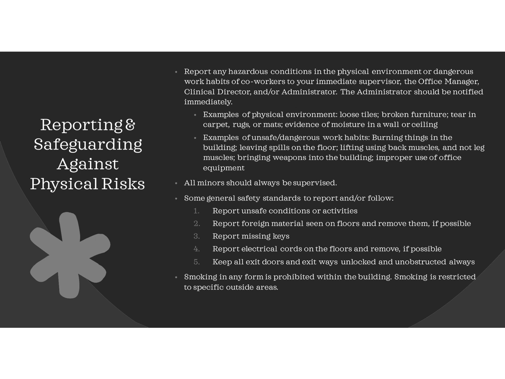Examples of physical environment: loose tiles, broken furniture, tearing carpets, rugs, or mats, evidence of moisture in a wall or ceiling. Examples of unsafe, dangerous work habits: burning things in the building, leaving spills on the floor, lifting using back muscles and not leg muscles, bringing weapons into the building, improper use of office equipment. All minors should always be supervised.